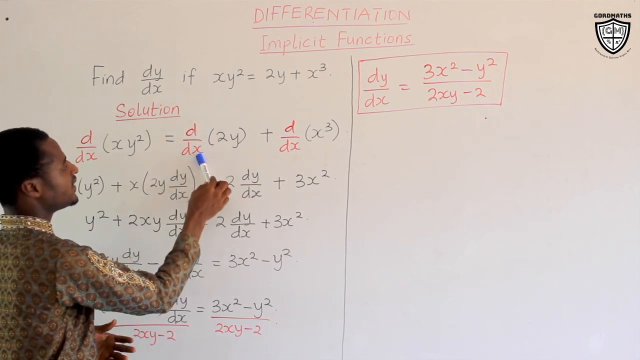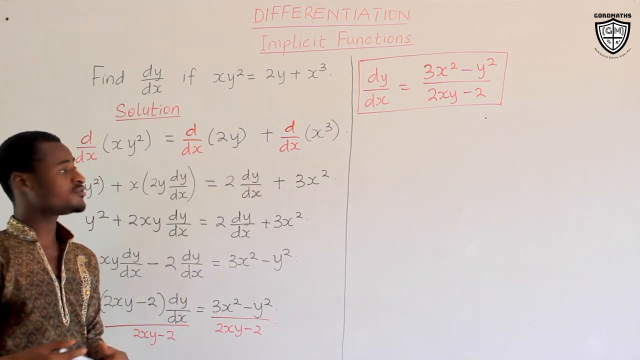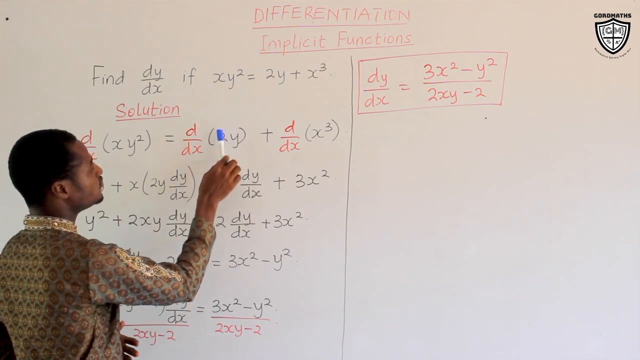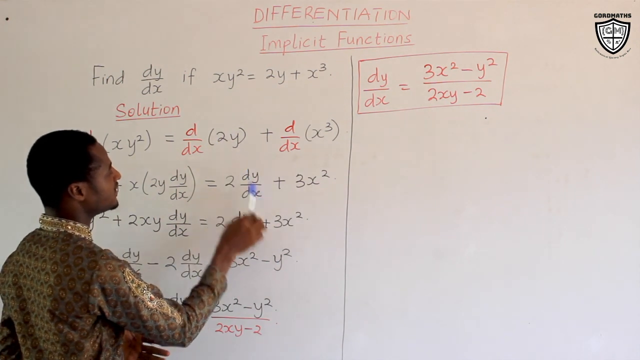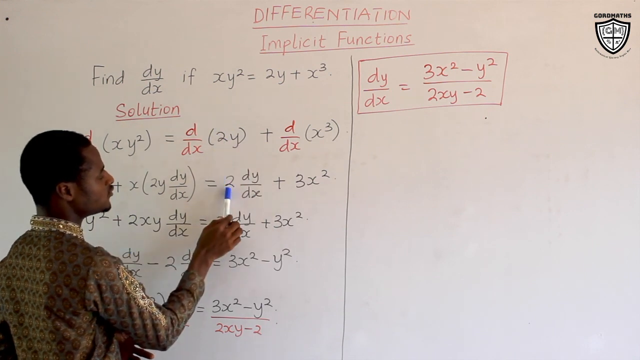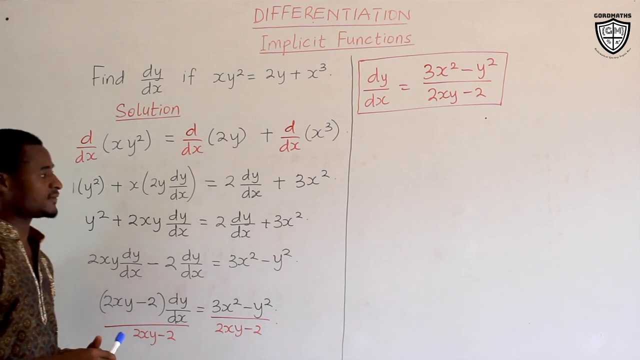Then d dx of 2y, as we discussed in the introduction to this lesson, d dx of 2y is going to be d dy of 2y times dy dx. So we find the derivative with respect to y, which will give us 2. Then we multiply our results by dy dx.